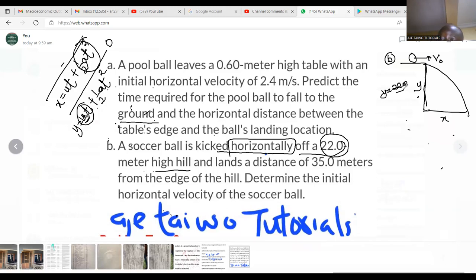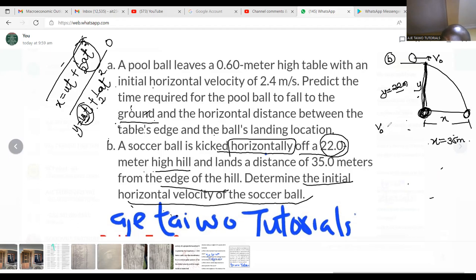And it lands a distance 35 meters from the edge of the hill. This is the edge of the hill. If you trace it up like this, this is the edge. So the distance from here to here was given to you as 35 meters. And I said, determine the initial horizontal velocity of the soccer ball. We are finding V naught. What is V naught? That's the question.